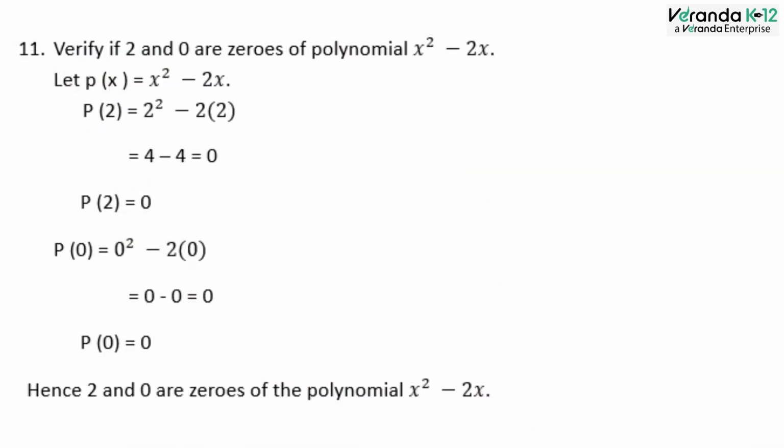Eleventh question. Verify if 2 and 0 are the zeros of the polynomial x² − 2x. Solution. Let us take p(x) is equal to x² − 2x. In the place of x, let us place 2. On substituting, we get the value to be 0. Hence, 2 is a zero of the polynomial x² − 2x. Similarly, if we substitute 0 in place of x, we get the solution to be 0. Hence, 0 is also a zero of the polynomial. Hence, 2 and 0 are zeros of the polynomial x² − 2x.